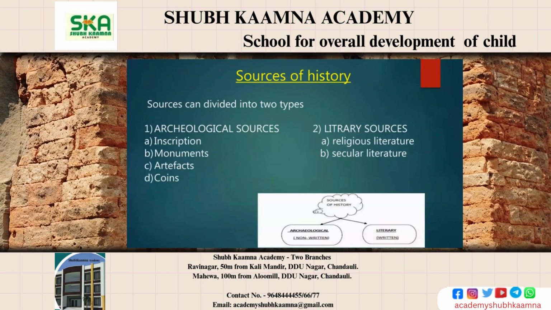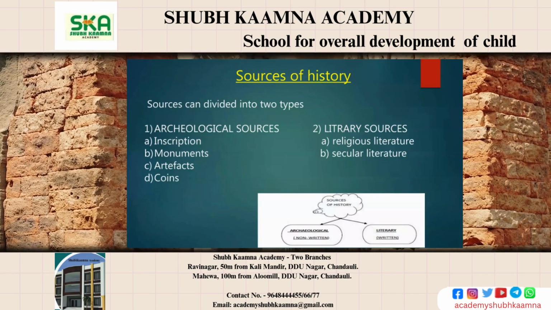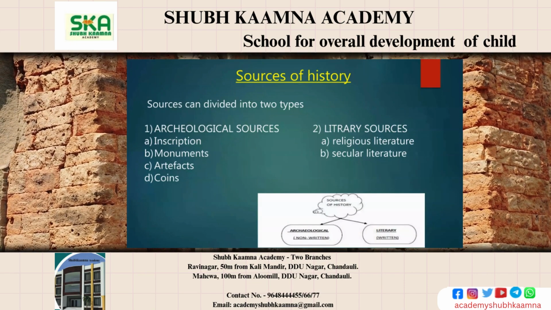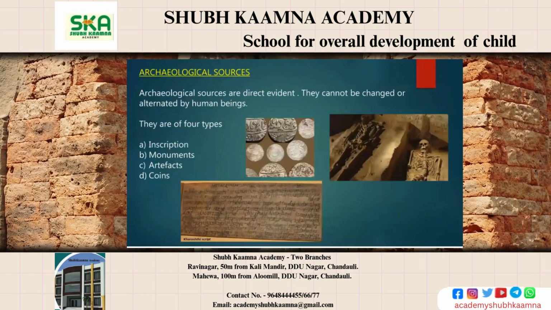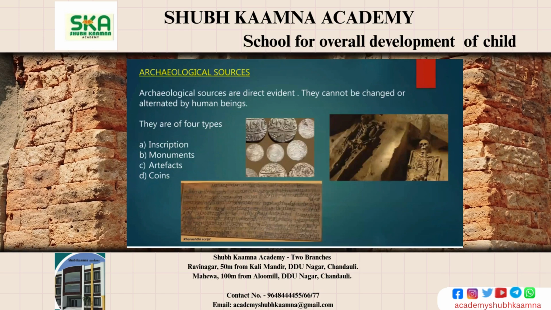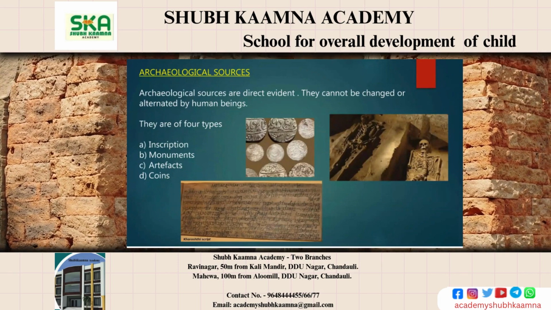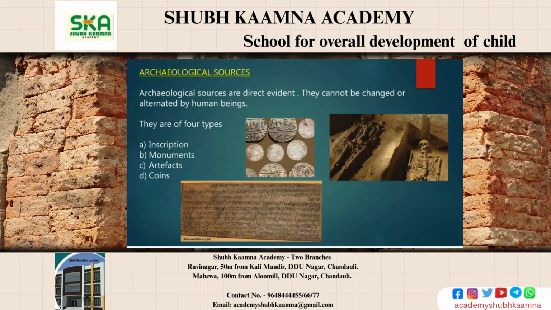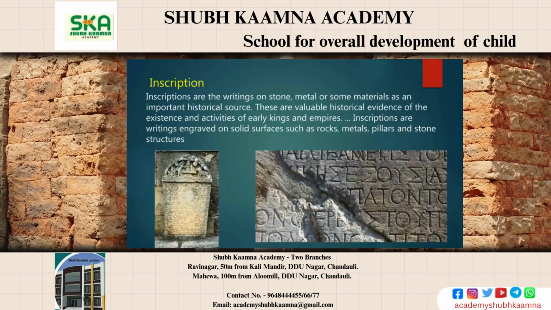Now there are the sources of history. There are two sources of history, which are divided further. That is the archaeological sources and the literary sources. Archaeological sources, which are the direct evidence, cannot be changed or altered by human beings. And there are four types of archaeological sources, that is inscriptions, monuments, artifacts, and coins.